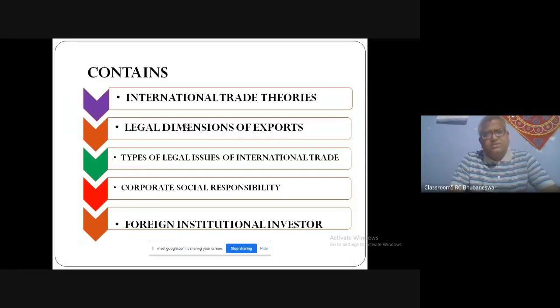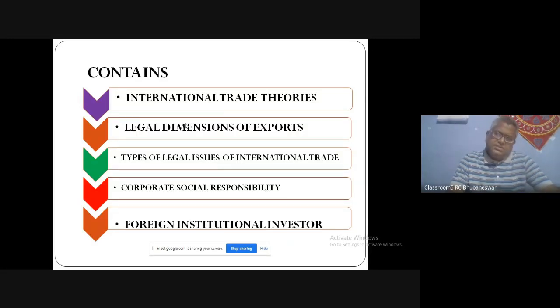My dear students, in today's class there are different types of content I will discuss. Some students are asking about foreign institutional investors, so in today's class I will discuss FII, corporate social responsibility, legal issues as regards international trade, and the legal dimension of exports. The first related topic is the international trade theories.